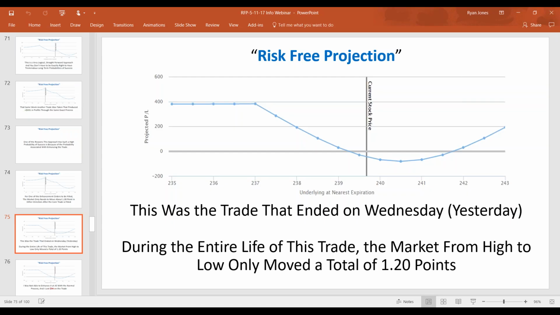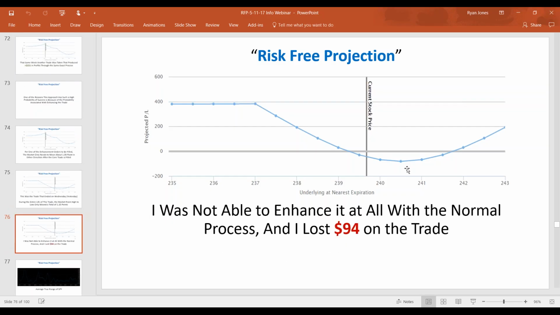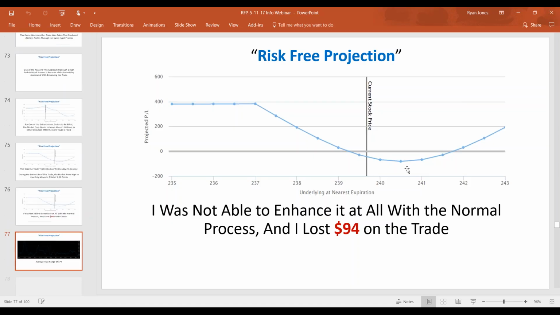And the market died. So when the market is dead like that, volatility comes out of the options. And again, this was not a risk-free projection from the beginning. It was projecting a risk. By the time everything was said and done, because I was unable to enhance it at all, I took a loss of $94 on the trade. That's the worst loss I've taken since February 8th, because we've seen the lowest market movement over the life of that trade during that 3-day period.